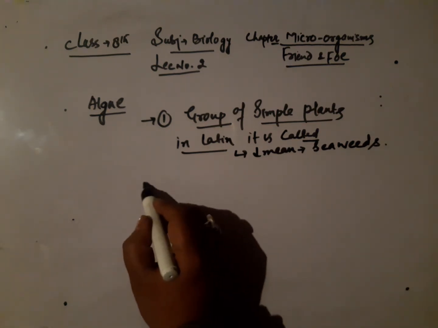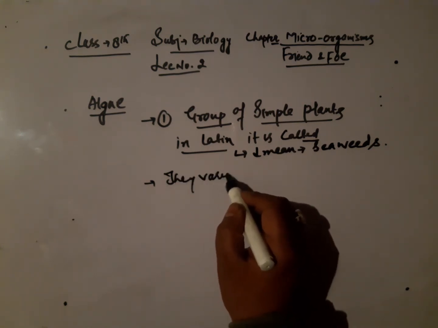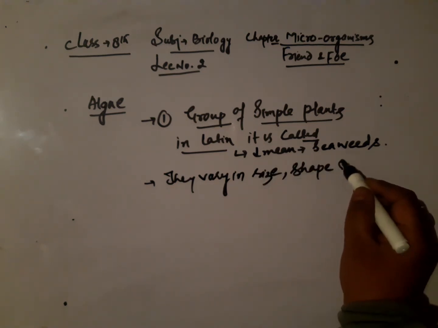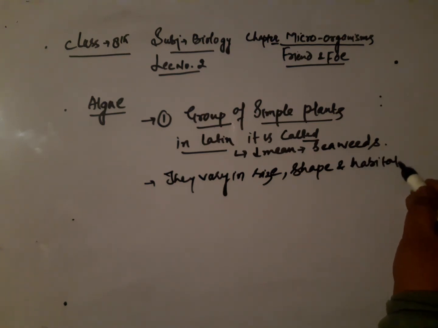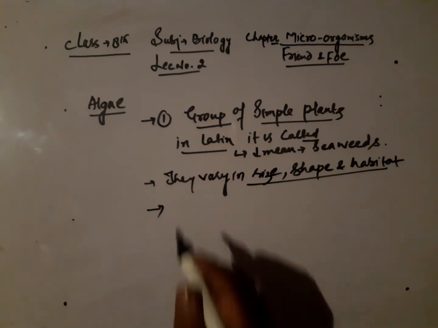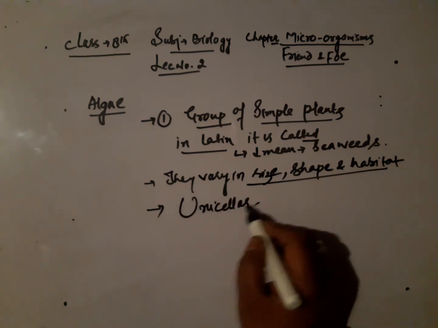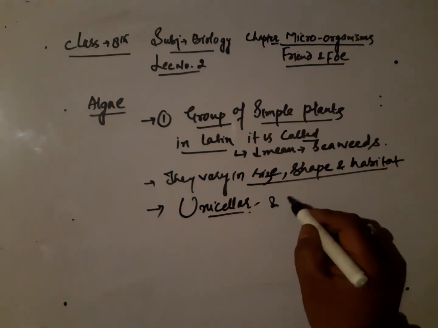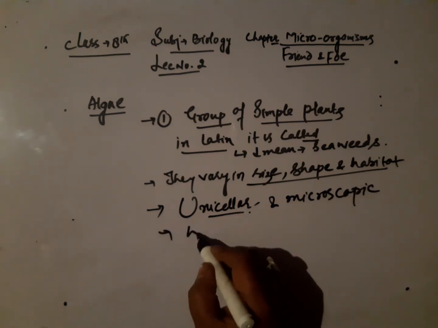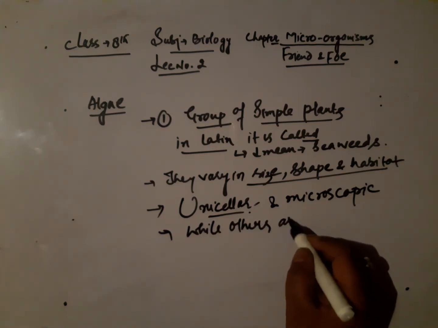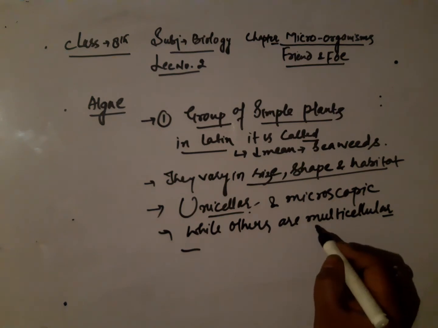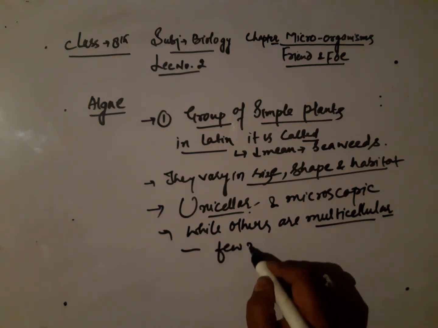As far as the shape and size of the algae is concerned, they vary in size, shape, and habitat. There is a variation in their size, in their shape, and in habitat. Some algae are unicellular, as we know what unicellular is, and also microscopic, while others are multicellular. When we say multicellular, that means they can be a few meters long.